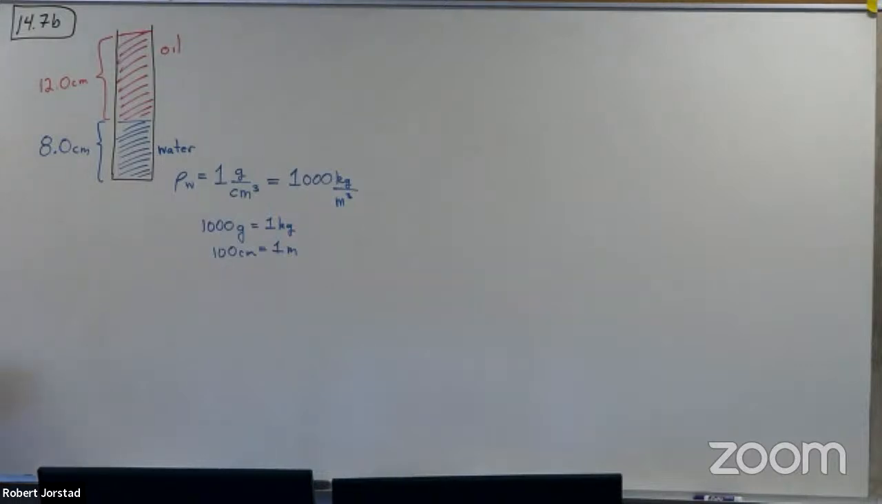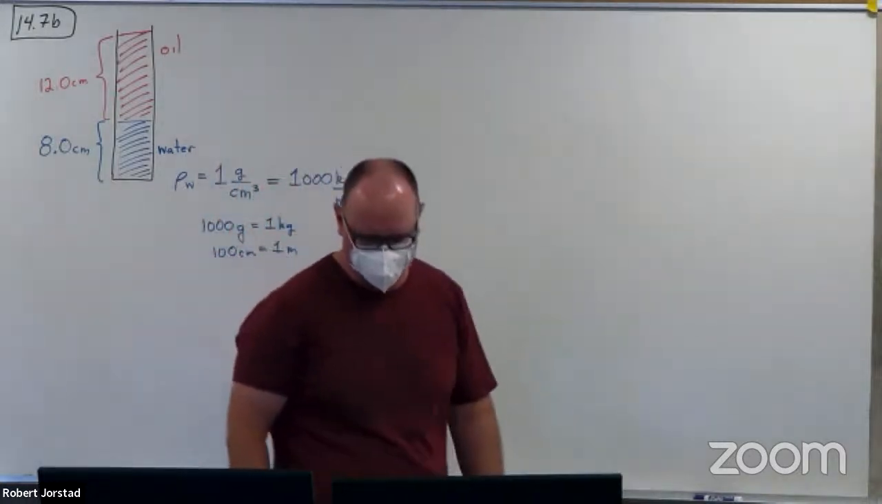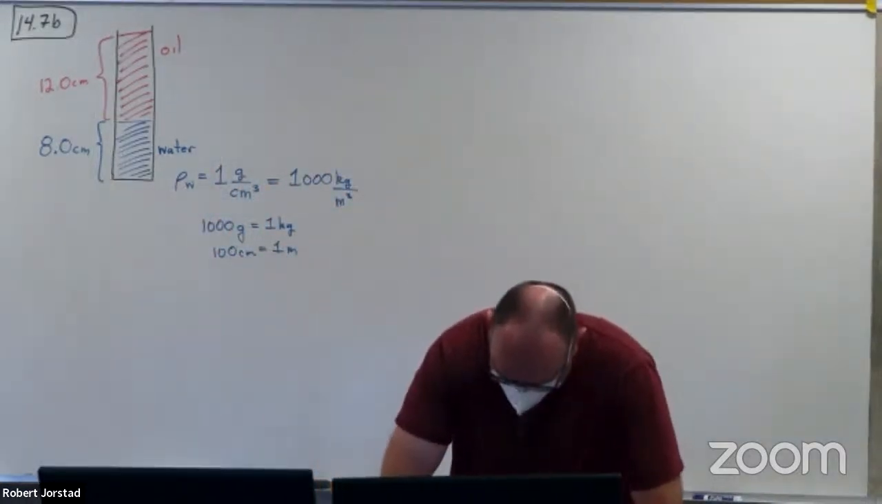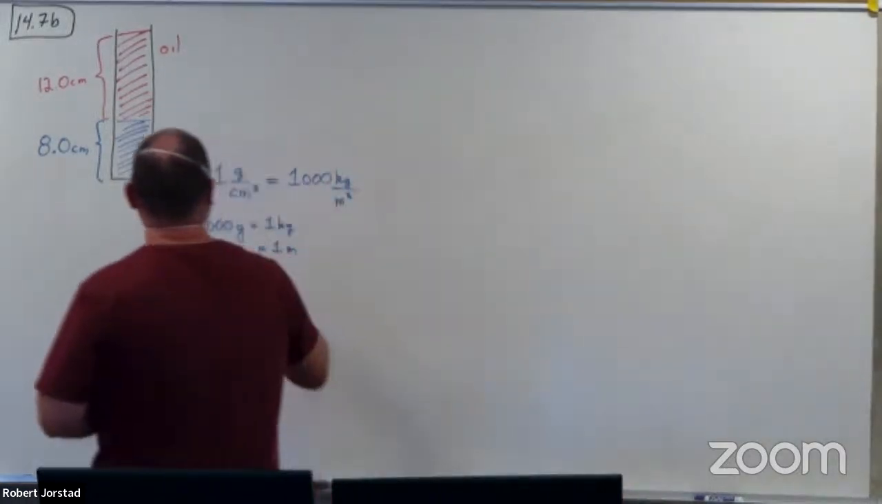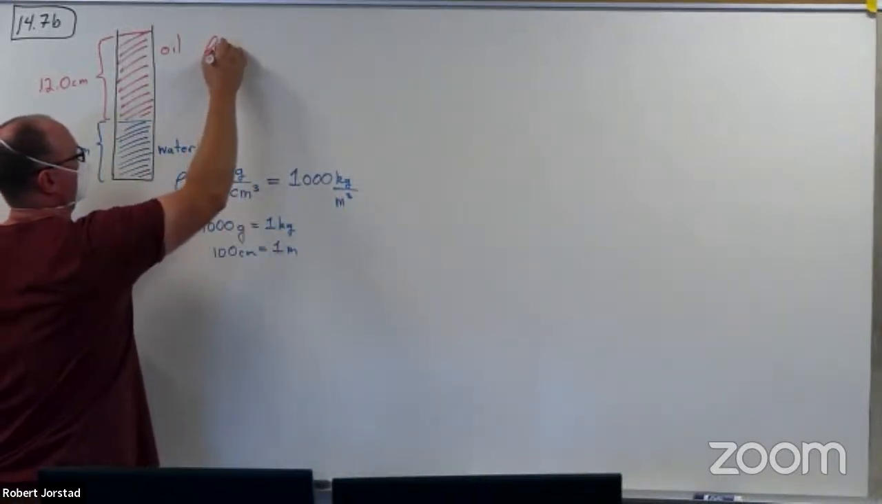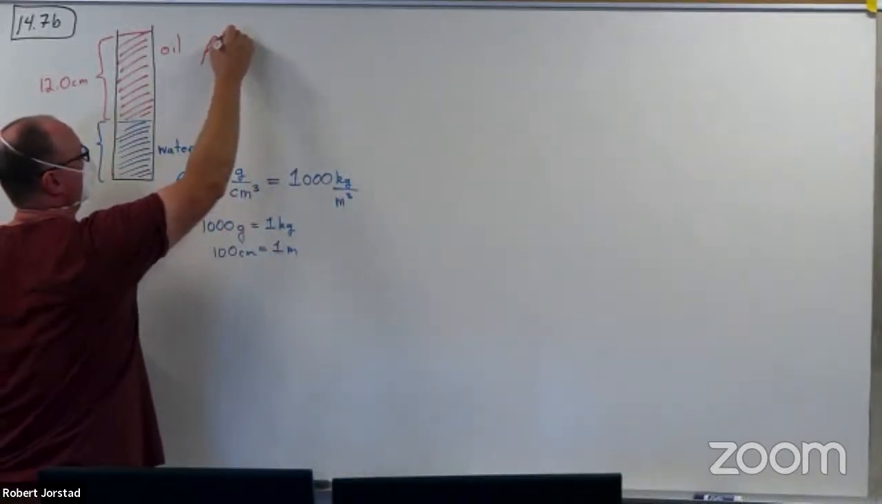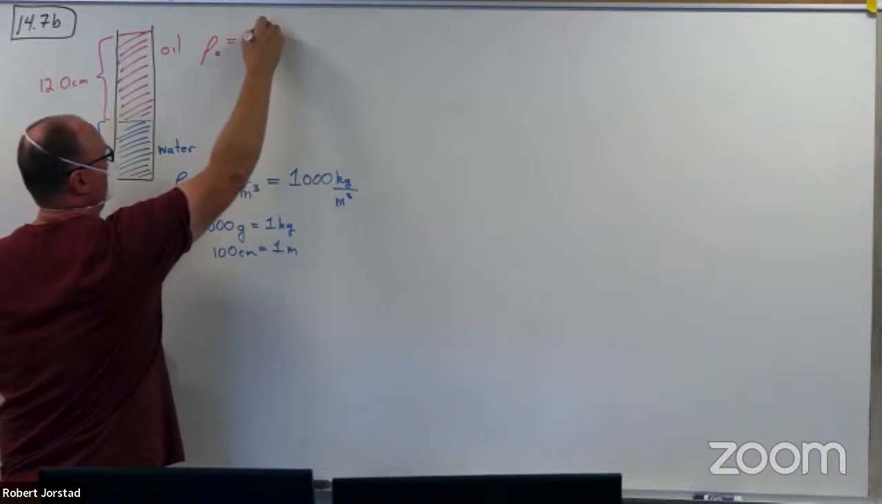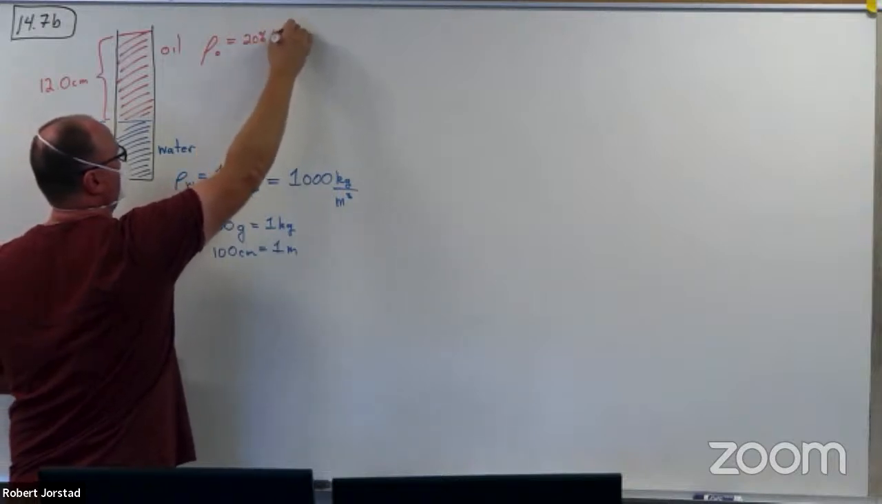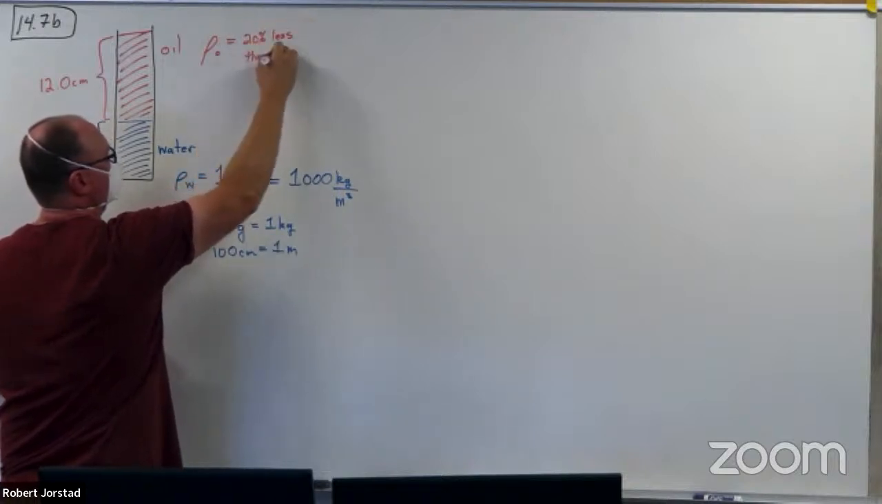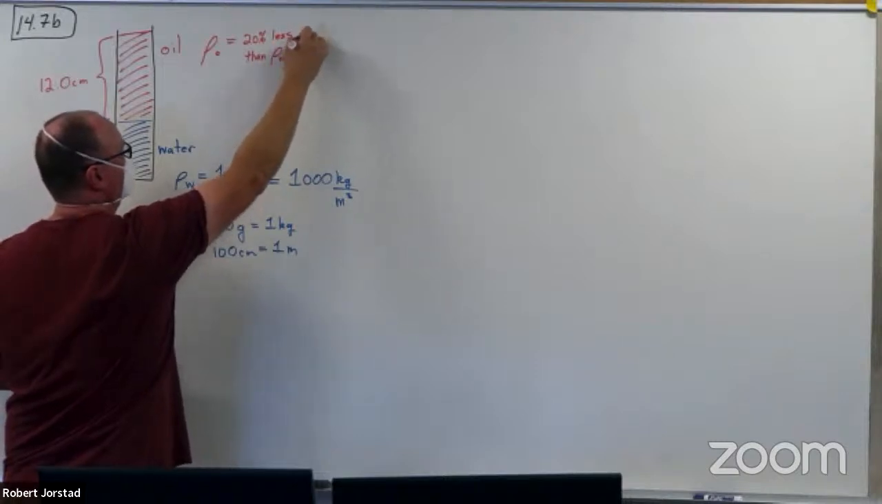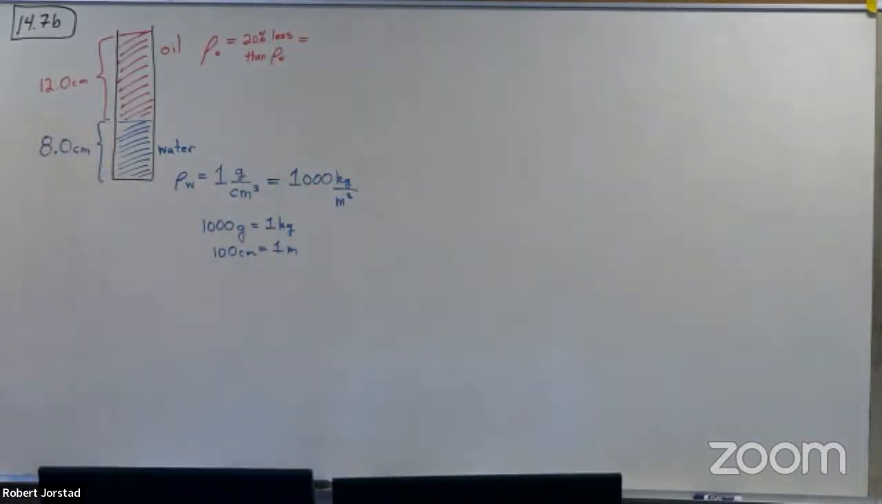All right. What is the density of this oil? Does it tell us that in the problem? We're told that the density of oil is 20% less than density of water. What's that going to be in terms of numbers and units? What is it? 800. That's it.